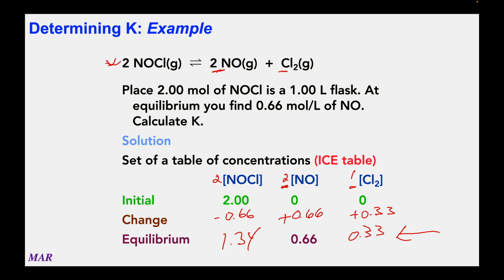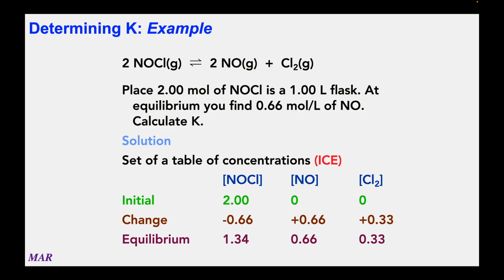And since we have a 2 to 2 to 1 ratio in the balanced formula, that is reflected in the numbers, like absolute value, all those numbers, 0.66 to 0.66 to 0.33, that's 2 to 2 to 1. However, reactants will go down. In this case, that's why there's a minus 0.66 under NOCl, and the products will both appear, positive 0.66 and positive 0.33 respectively. So here's the non-messy version, if you will, of that ICE table. Much better handwriting than I can use, but hopefully you get the idea.